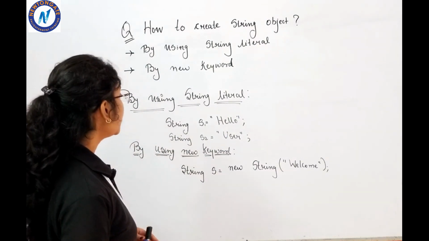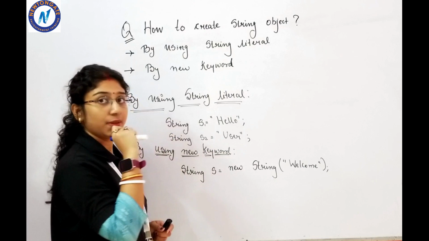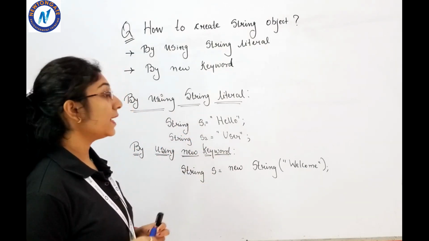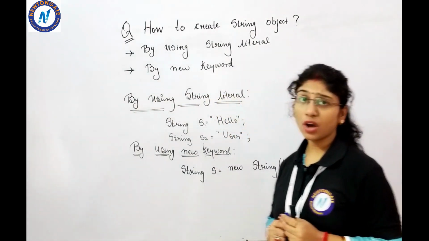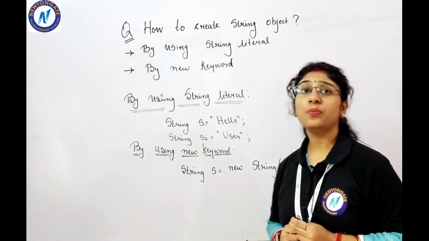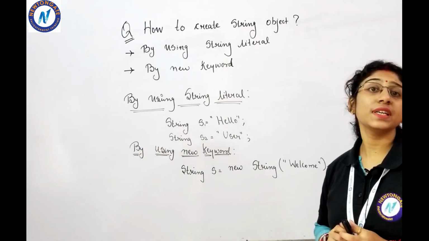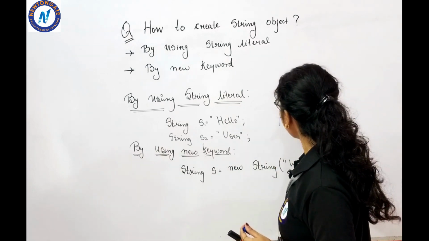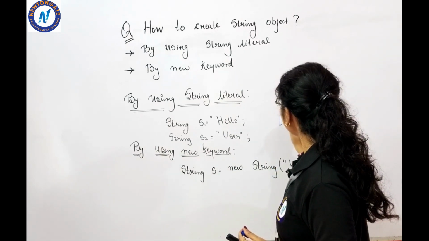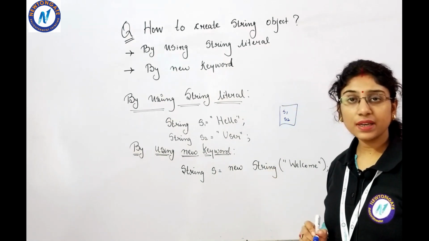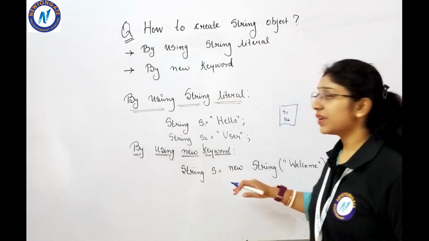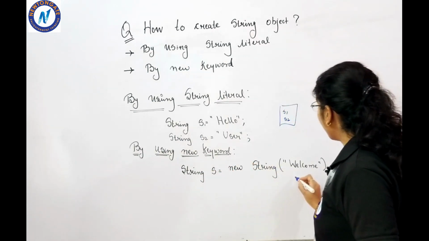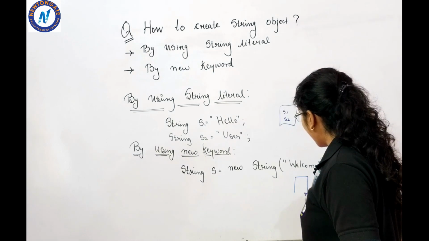In the first method you can see I have created two objects. But as this is a string literal, what will happen in the memory? Only one block will be created and both s1 and s2 will be sharing the same location. It means only one block, and s1 and s2 are going to share this. But when we create a string object using the new keyword, then in this scenario one more memory will be allocated for s.